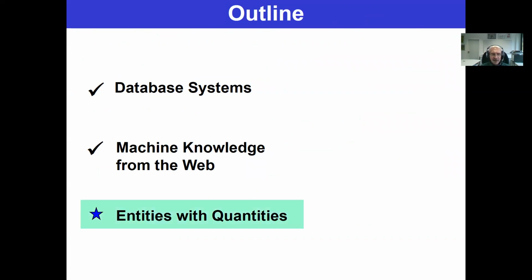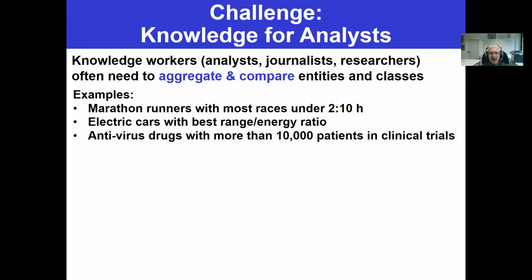So in the last part, I want to come back to a database theme. I call this entities with quantities. It's motivated by this major challenge. Knowledge bases, as the name suggests, should also support knowledge workers, like media, market, and financial analysts, journalists, and data scientists from all fields. And these people often need to identify entities or semantic classes and their instances, group them into subsets, and then aggregate over quantitative measures and compare.